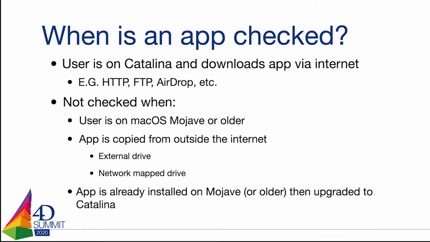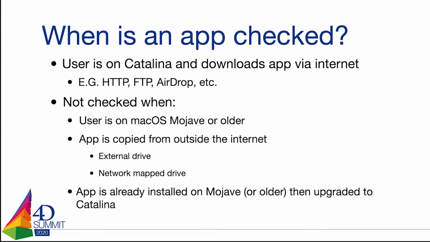Now, when does Gatekeeper actually check for an app that is notarized? Gatekeeper is kind of like the security guard for macOS. The only scenario where it checks is when you are running on macOS Catalina and you download an application from the internet. This includes HTTP, FTP, AirDrop, etc. And for all other scenarios, Gatekeeper will not check whether an app is notarized.